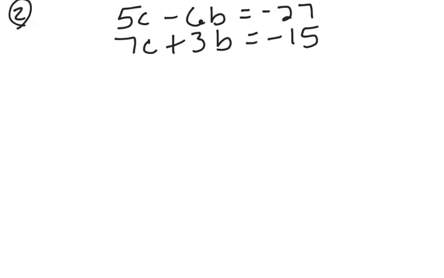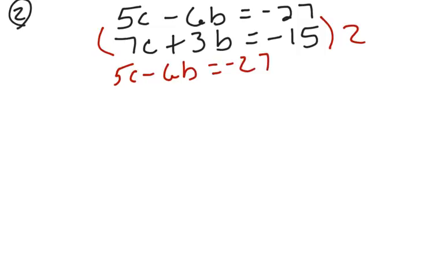On this one, I would probably try to make my b's cancel because they're already an opposite sign. One's negative, one's positive, and 6 and 3, all I got to do is multiply the second equation by 2. The reason I knew that is I said 6 divided by 3 is 2. Okay, so the first equation I just rewrite. 5c minus 6b equals -27. Everything in the second equation gets multiplied by 2. Every single part of it. So that gives me 14c plus 6b equals a -30.